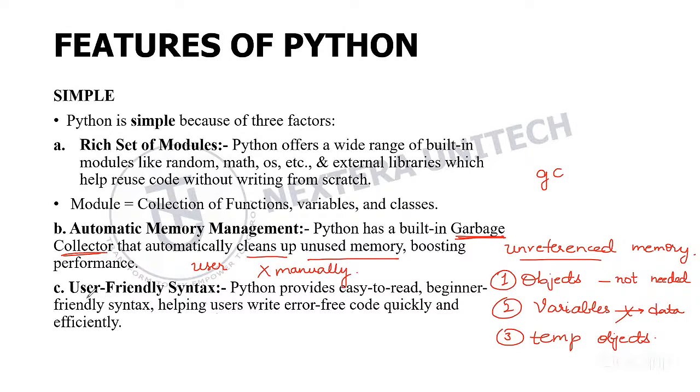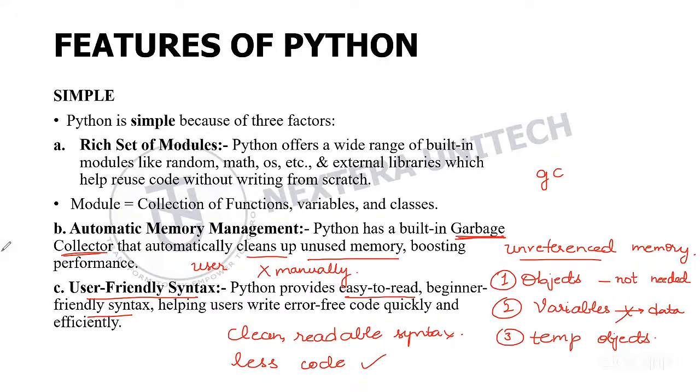And then the user-friendly syntax. Python provides easy to read, beginner-friendly syntax. The syntax of Python is very easy to learn, code and also use. So it has clean, readable syntax. It is almost English-like syntax. And it is also less complicated and needs less code compared to other languages.